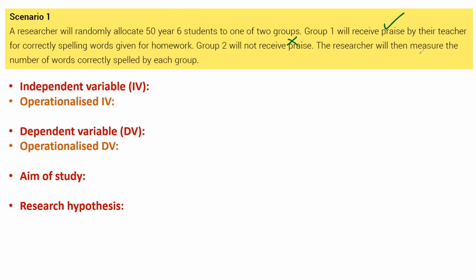And then the researcher will then measure. And whenever you see the word measure or determine or calculate, remember we define DV as the variable that's measured for change. So this should give you a clue, or something in the rest of this sentence should give you a clue as to what the DV is. Okay, it's something to do with spelling words and the number of words that are spelled correctly. Okay, so that's really important, that even when we're reading through scenarios, you need to go back to your definitions of what IV and DV are.